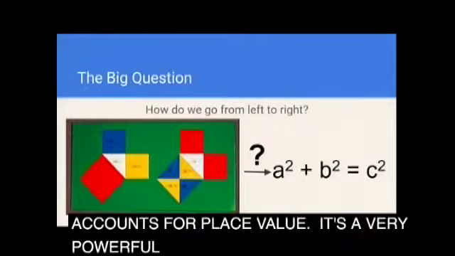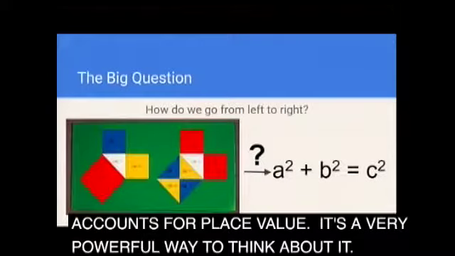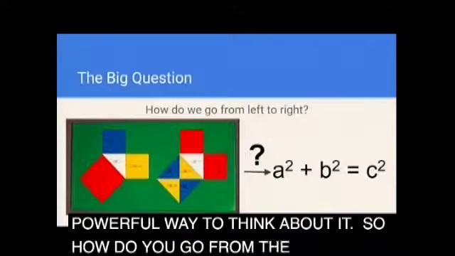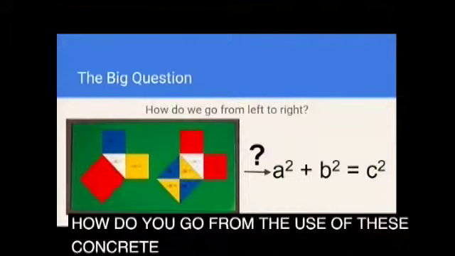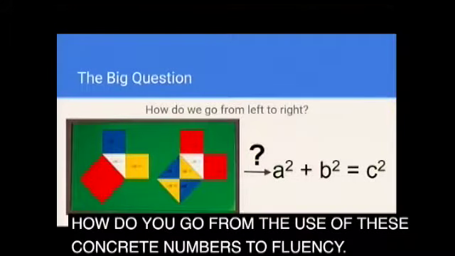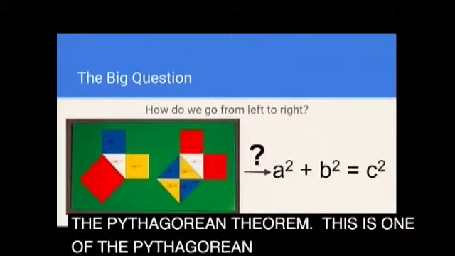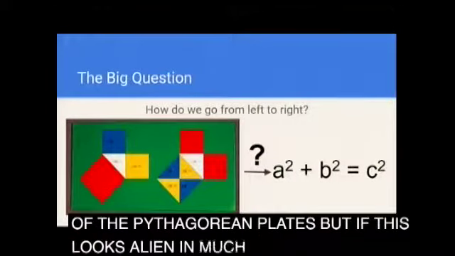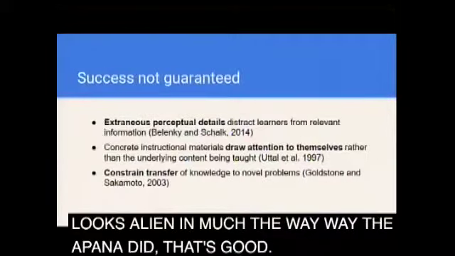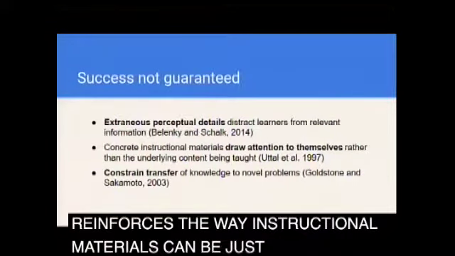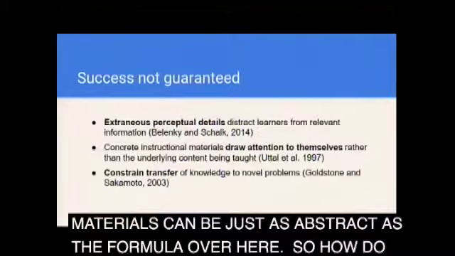So the big question, right, how do you go from over here to over here? How do we go from the use of these concrete instructional materials to fluency with this symbolic notation? This is the Pythagorean Theorem. But if you're not familiar with this, this is one of the Pythagoras plates in the Montessori model that's used to teach elementary students the Pythagorean Theorem. But if this looks alien in much the way the Upana did, that's good, right? It just reinforces the fact that the concrete instructional materials can be just as abstract as the formula over here. So how do we use these materials to set the students up for success?